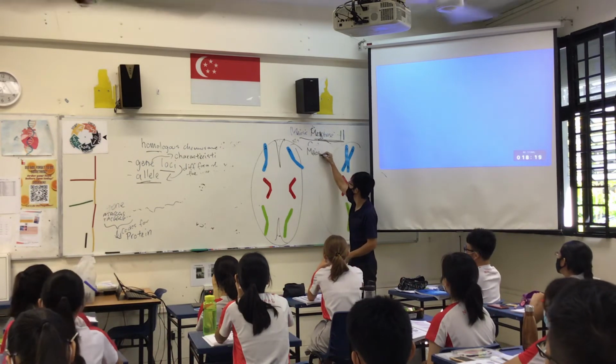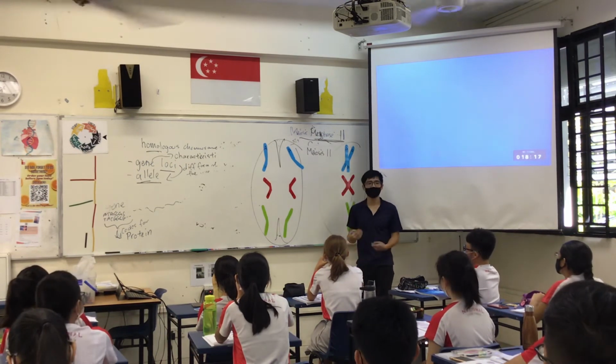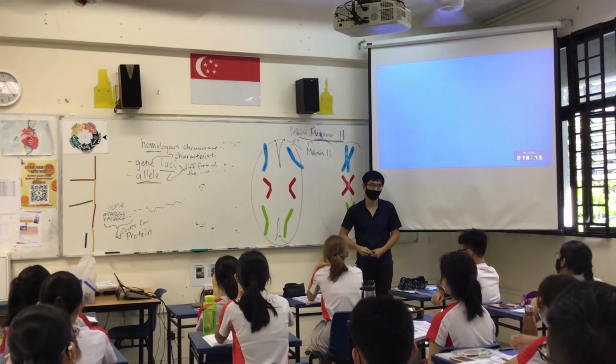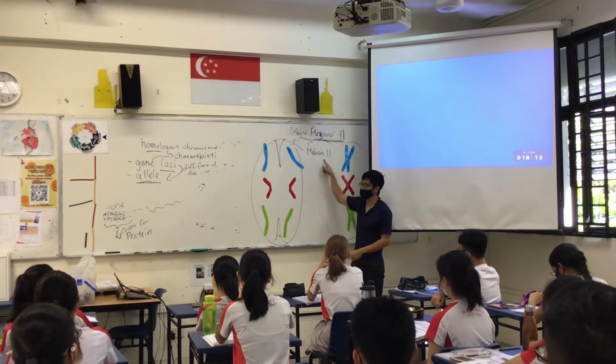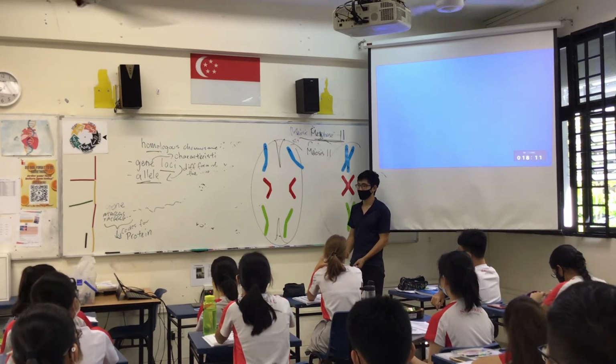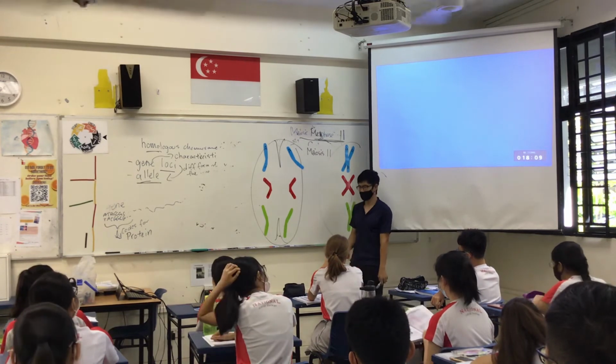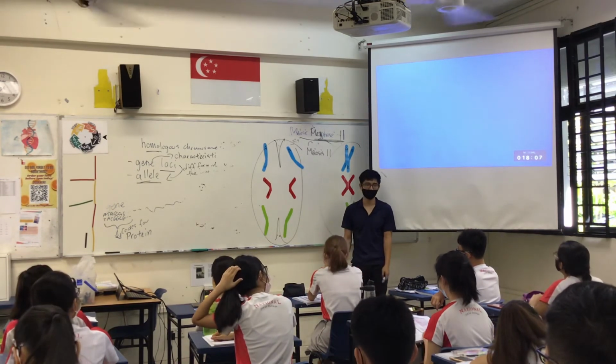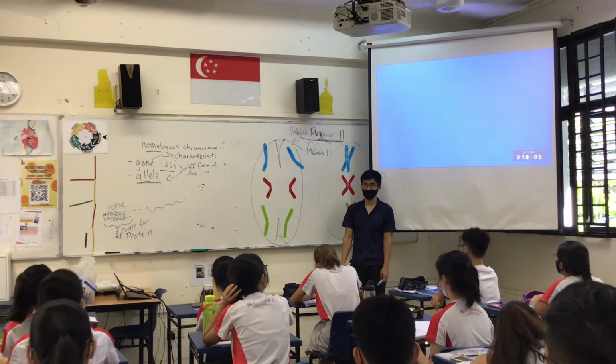So meiosis 2 is kind of like mitosis. Right? Meiosis 2 is kind of like mitosis in what you observe. It's just that we are working with half the number of chromosomes. Okay?